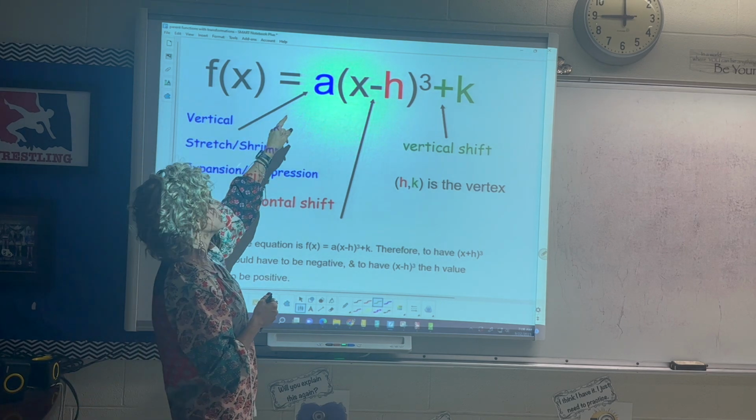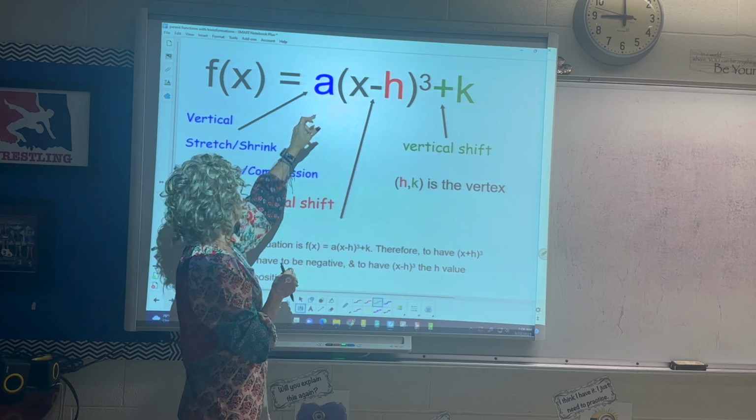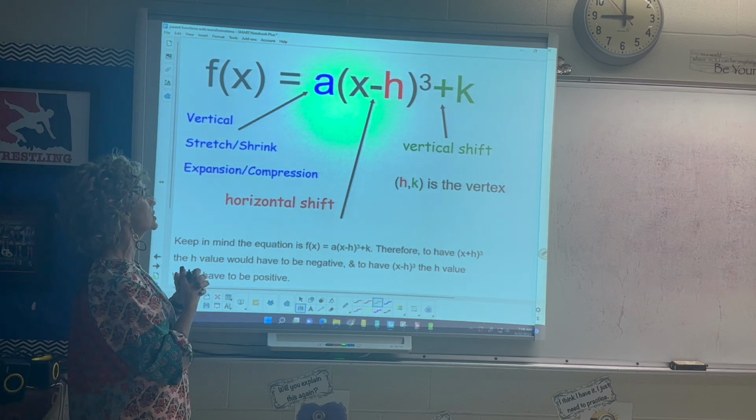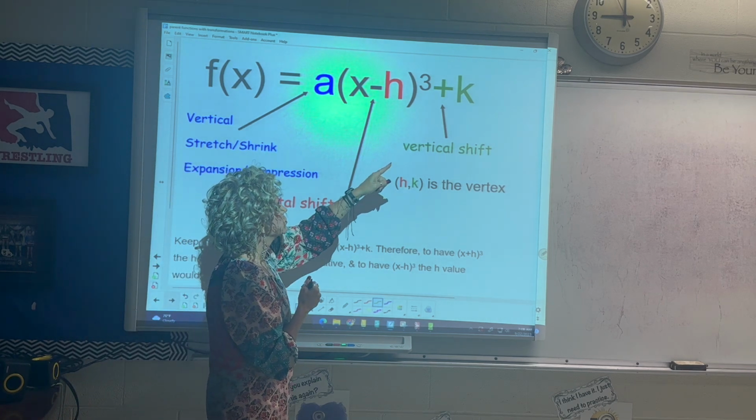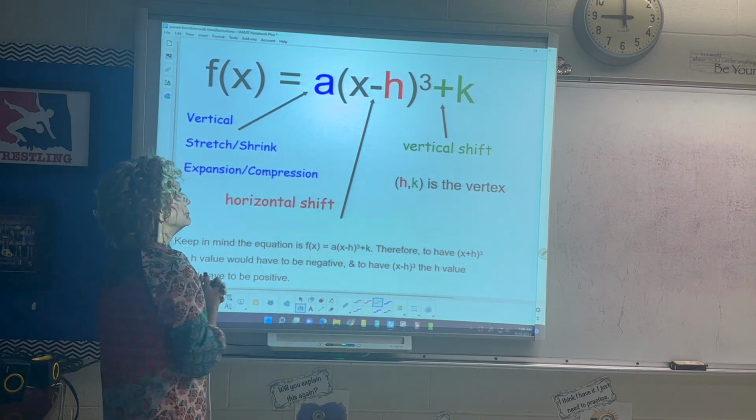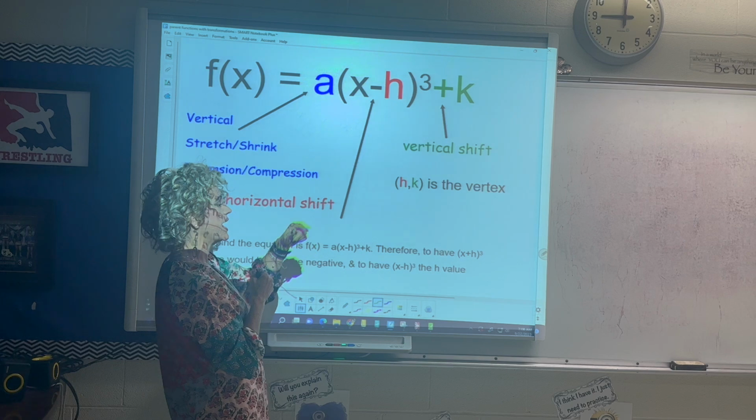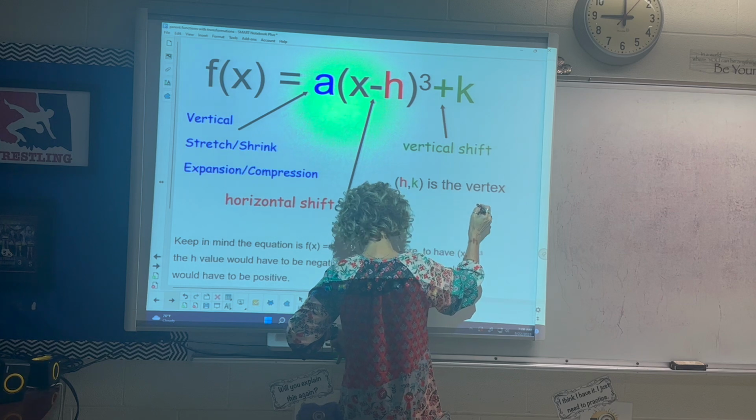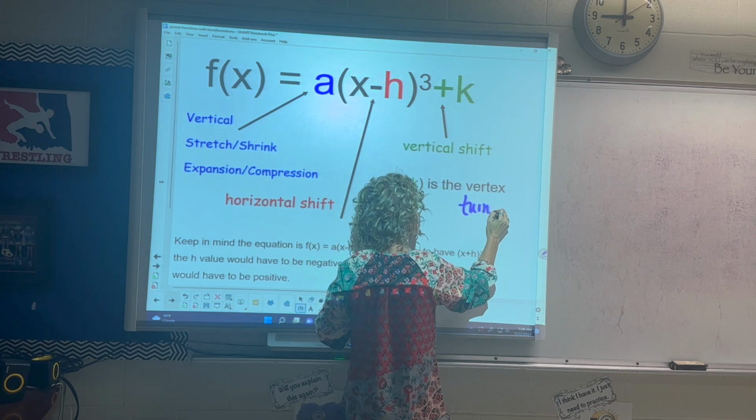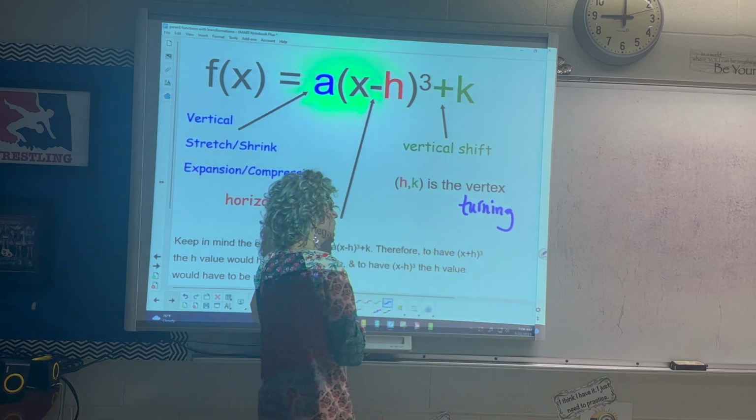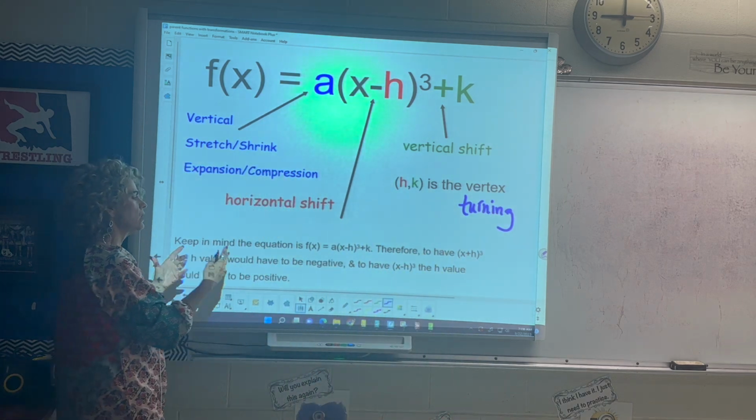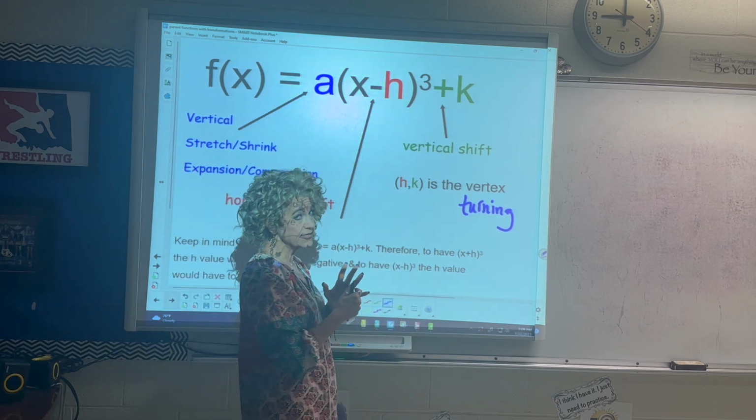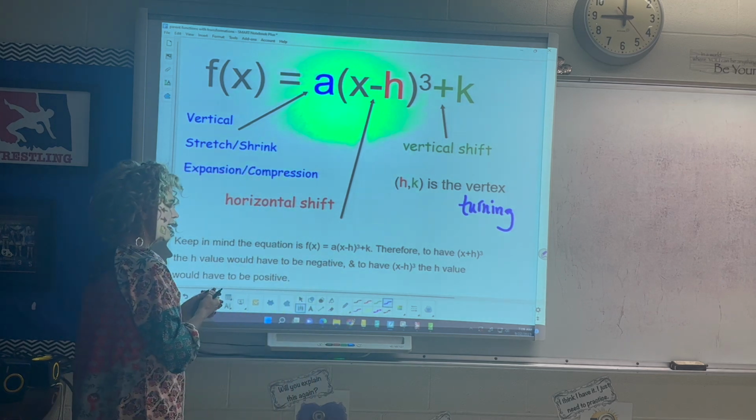Now, the beautiful part, our cubic function: f of x equals a, the number up front, the leading coefficient, represents my vertical stretch or shrink, or compression. My horizontal shift is represented by h. My vertical shift is represented by my k, it's tacked on the back. (h, k) is the vertex, or you could say the turning point. And keep in mind the equation is f of x equals a times (x minus h) cubed plus k. Therefore, to have x plus h, same thing, h would have to be negative.